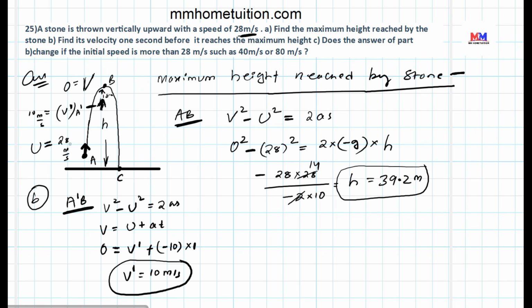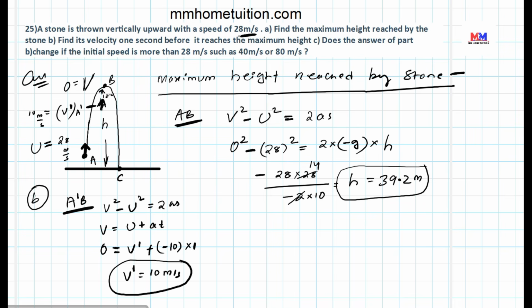Find the maximum height. So we have to find the height AB. So height AB equals how much? V square minus U square equals 2AS. At the highest point, velocity equals 0. So 0 square minus U square equals 2GH. So height equals how much? Height equals 39.2 meters. That is the maximum height attained by the stone.